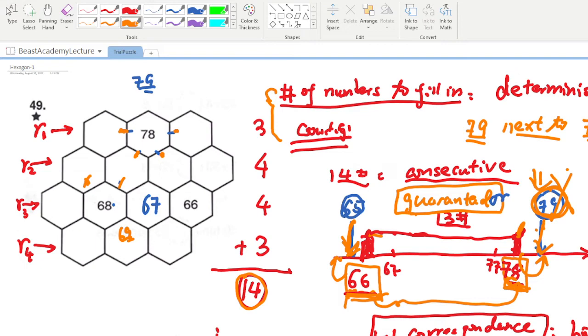Now let me fill it in for you: 65, 66, 67, 68, 69, 70, 71, 72, 73, 74, 75, 76, 77, up to 78. Because 79 is not possible, you know all the numbers you need to fill in are from 65 to 78.